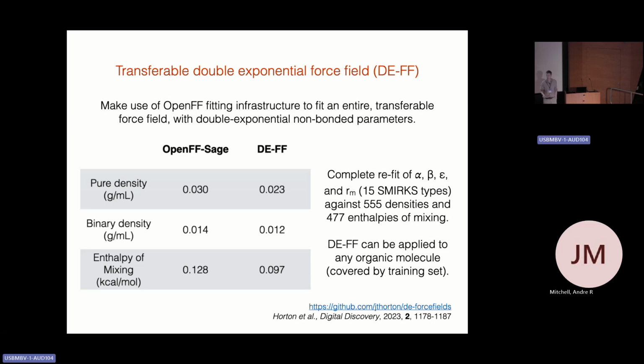All of this was trained against more than 1,000 physical property data points, and the errors in the training set are tabulated here. We've got pure densities, so double exponential here is doing a bit better than the Open Force Field Lennard-Jones model. We've got binary densities of mixtures, again doing a bit better. And we've got enthalpies of mixing, and again, we're doing a bit better there, as we might expect, because the force field has a bit more flexibility than the Lennard-Jones.